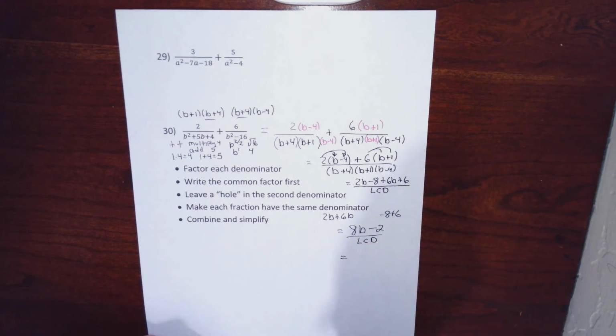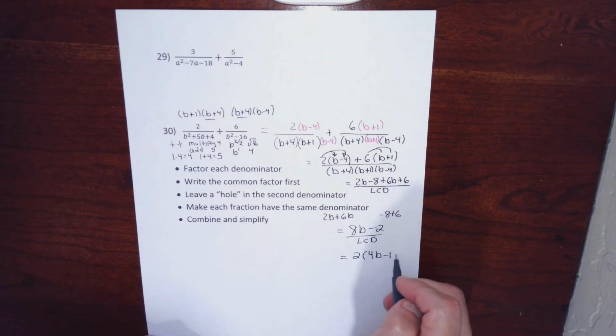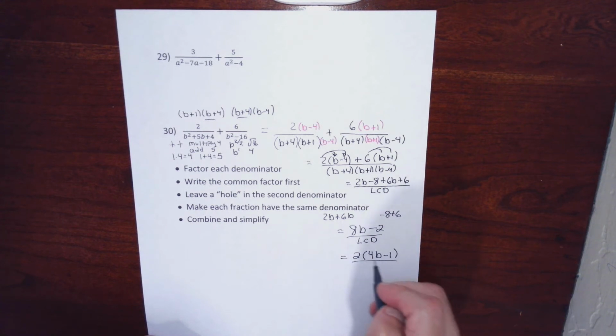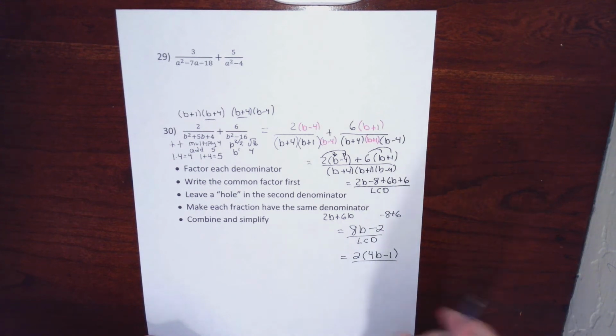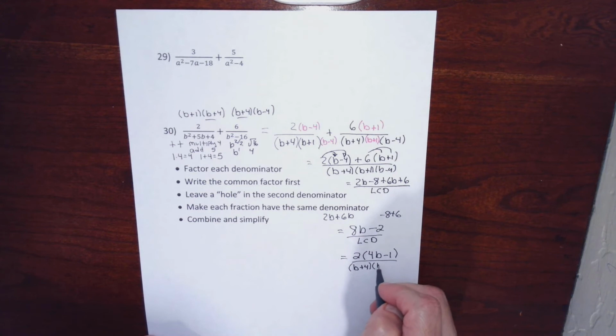The best answer is going to have a factored numerator, and there's a common factor of 2 in the numerator. So to finish up number 30, I'm going to factor out the common factor of 2 from the numerator, which will leave me a 4b minus 1 in the parentheses. And now I'm going to insert my denominator of b plus 4, b plus 1, and b minus 4.